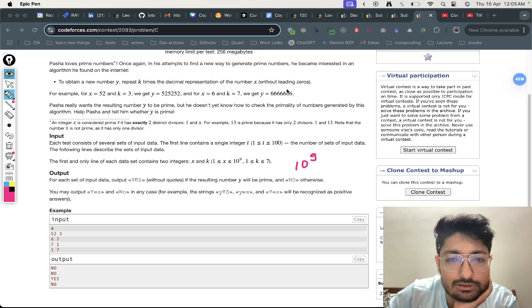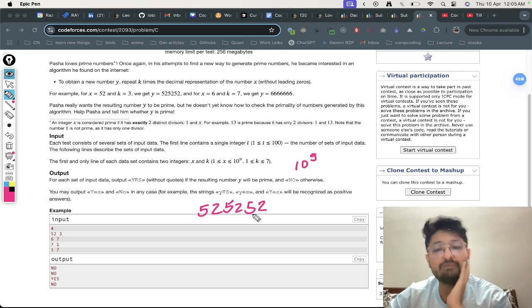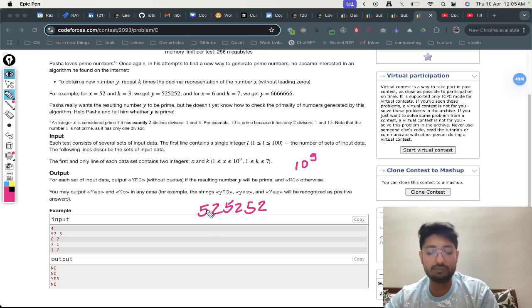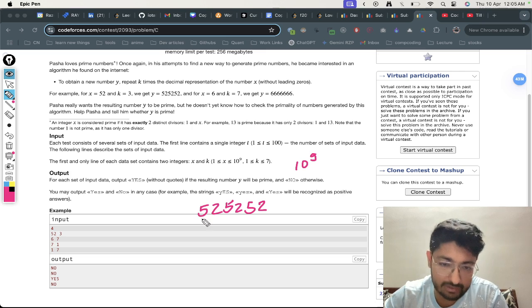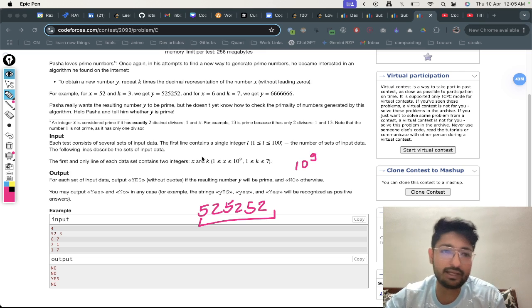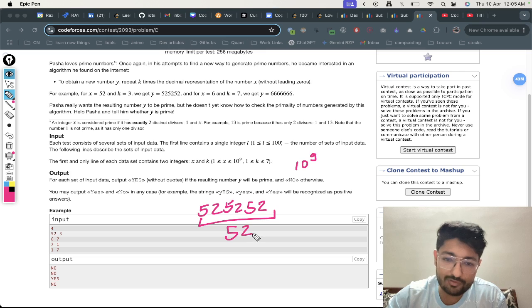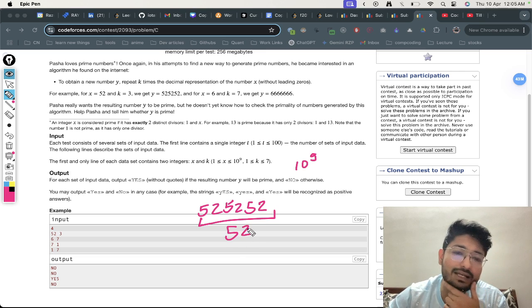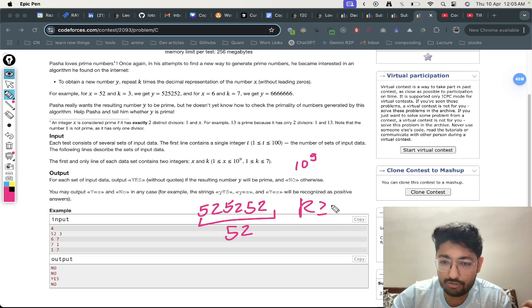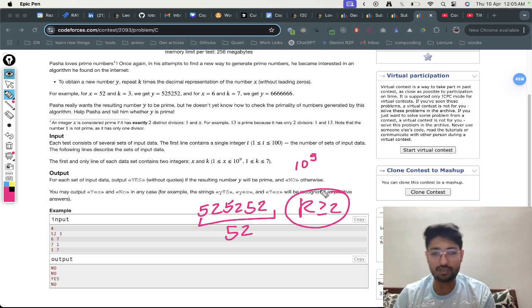Let's assume I take 52, 52 three times, 525252. Is this a prime number? Can we check that just by observation? As you can see, a prime number is a number that is divisible only by 1 or the number itself. But what you can see is that because it is repeating 52 three times, it is obviously divisible by 52, which means that this is actually not a prime number. So, if k is greater than or equal to 2, the answer is obviously not a prime.